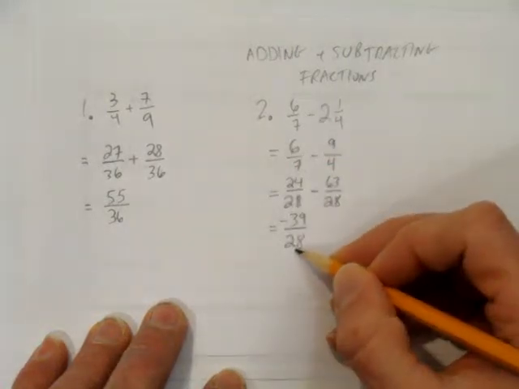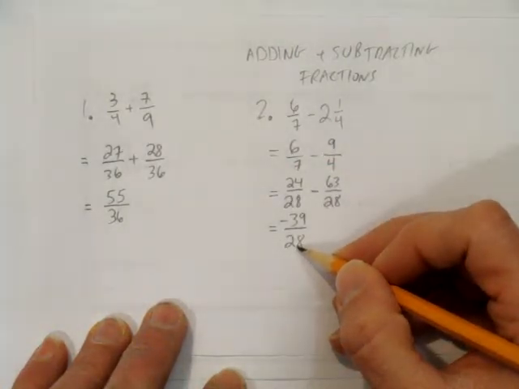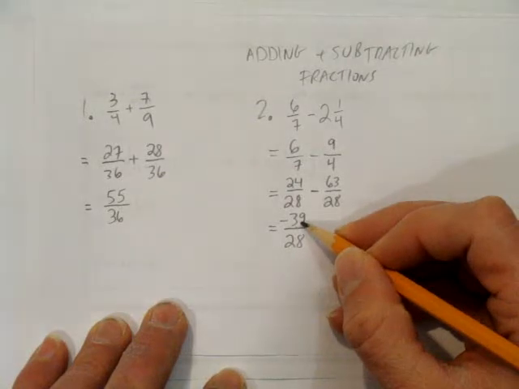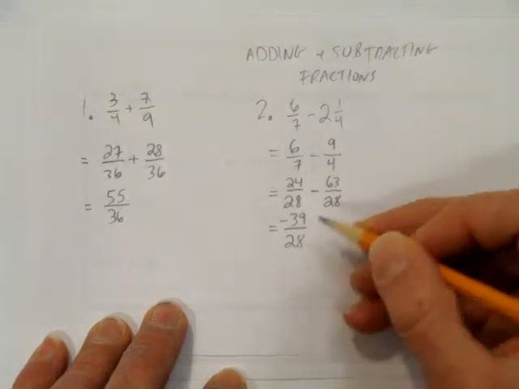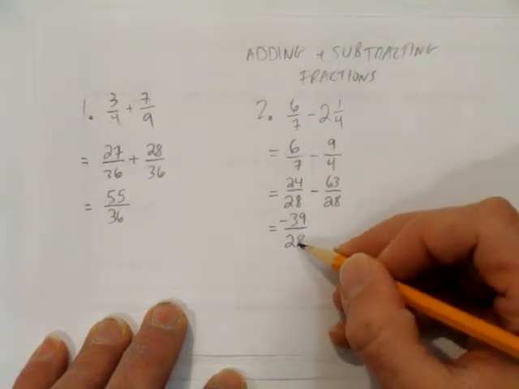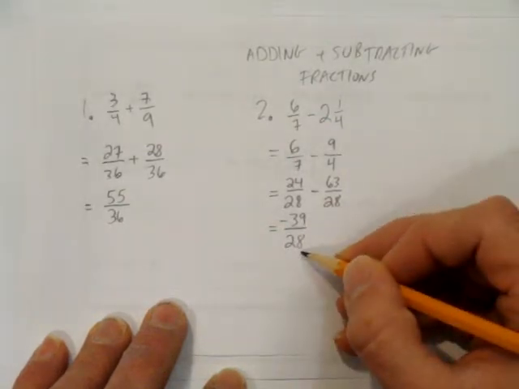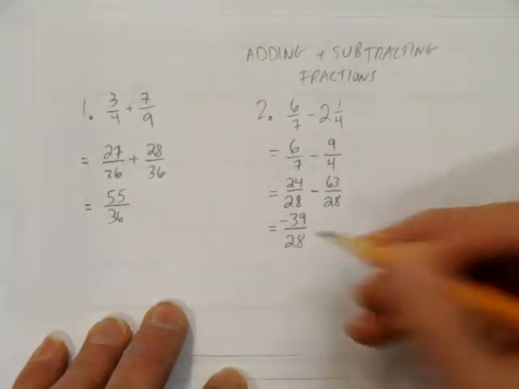Or you can look the other way. The only things that divide 28 are, well, 2, but that doesn't divide 39. 4, but that doesn't divide 39. 7, that doesn't divide 39. And 14. So we're done.